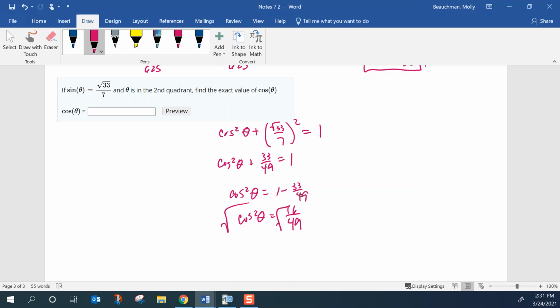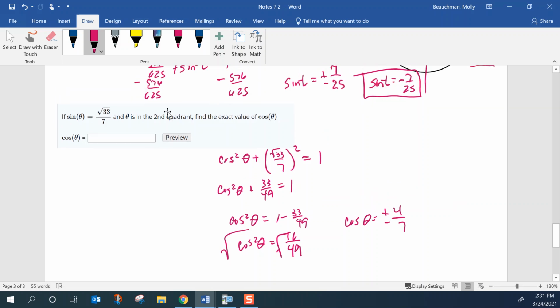Square root both sides. The cosine of our angle is equal to plus or minus 4 over 7. And then to decide which, we have to see which quadrant we're in. So if we're in the second quadrant, we don't even need to know exactly what the angle is. We just need to know that in the second quadrant, the cosine is negative, the sine is positive, so the cosine is going to equal negative 4/7 because it's in the second quadrant.